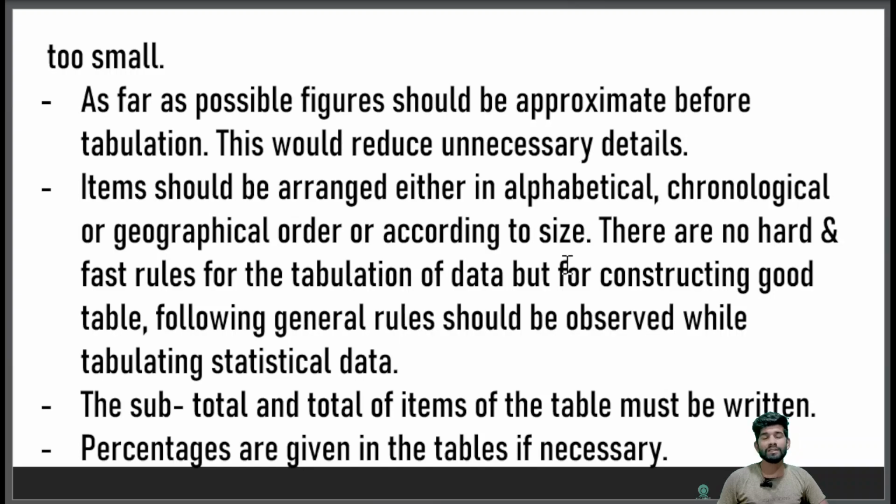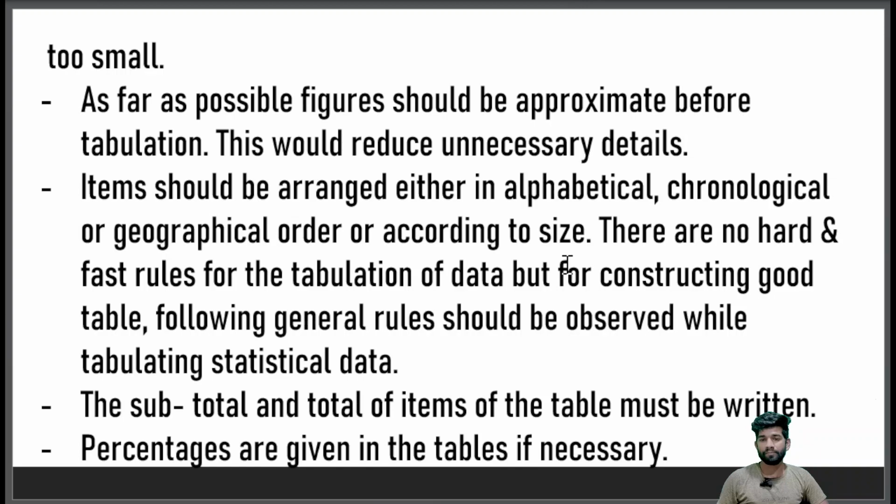As far as possible, figures should be approximate before tabulation. This would reduce unnecessary details. Our figures should be approximate before we start the tabulation. Items should be arranged either in alphabetical, chronological or geographical order or according to size. There are no hard and fast rules for the tabulation of data.